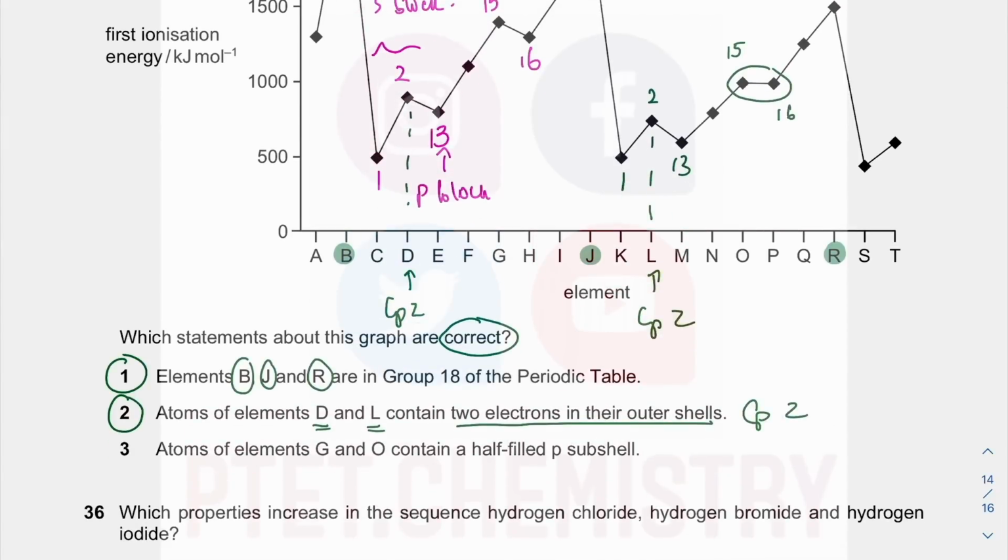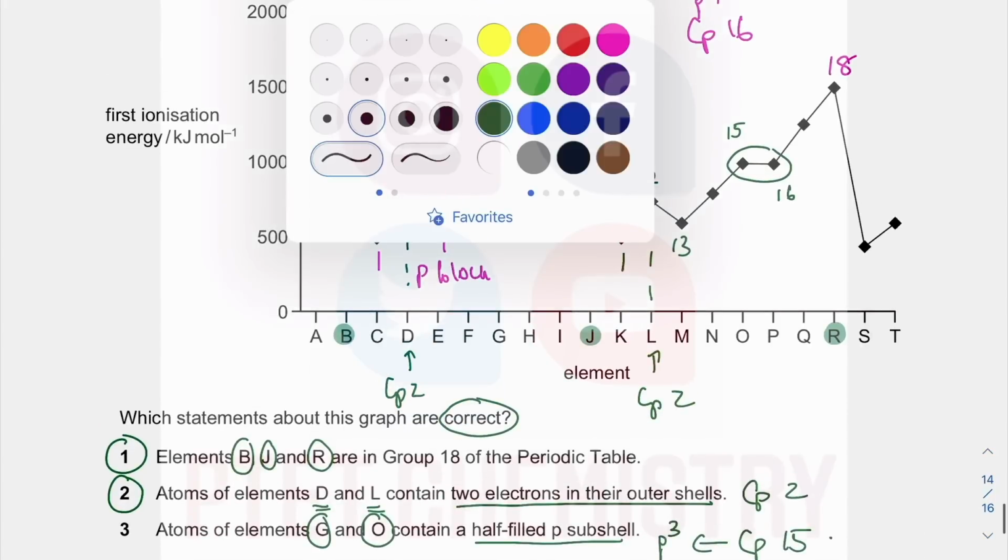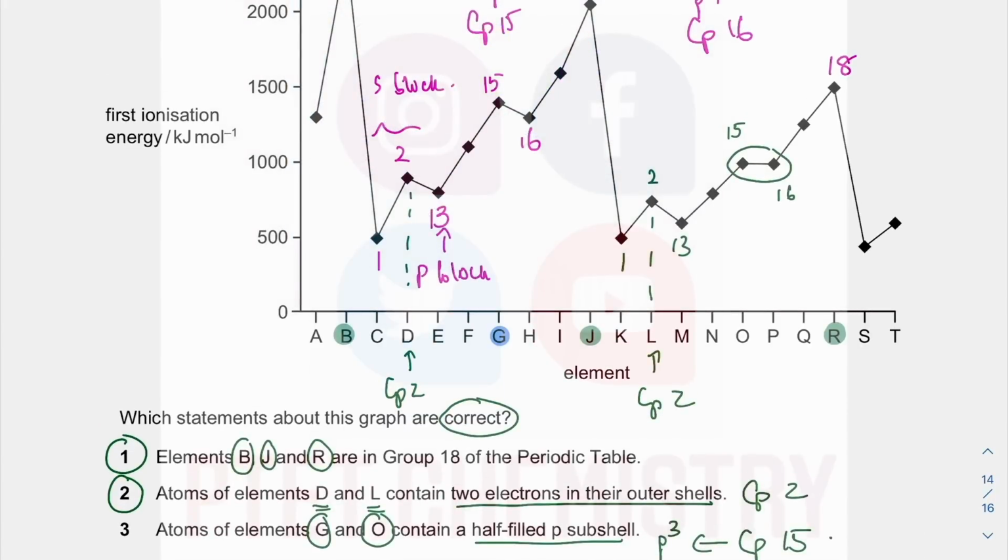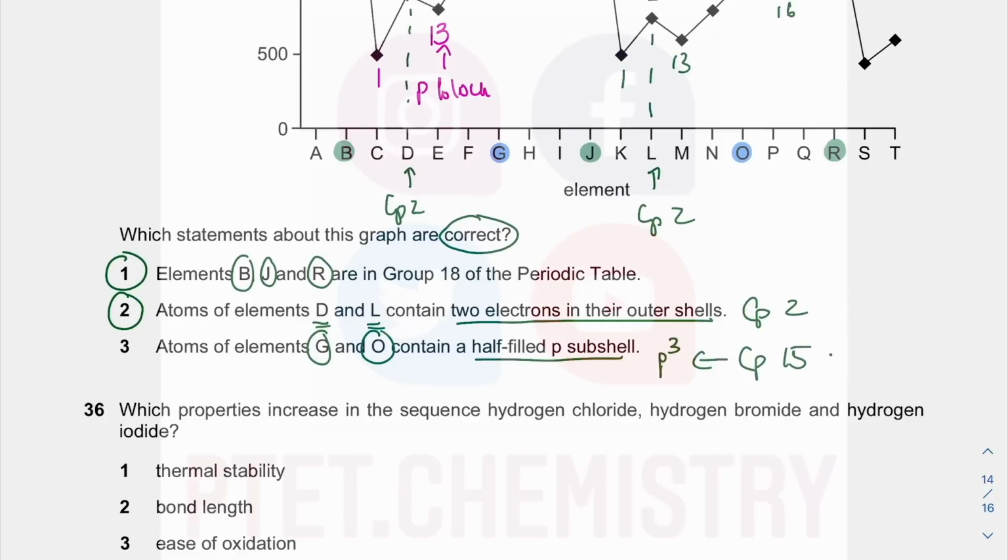So that is correct. G and O have a half-filled p subshell. So it's saying there's P3, saying there's group 15. G and O. This is G. So G is group 15. How about O? O is also group 15. Alright, so G and O are group 15. So that is correct. They have a half-filled p subshell, which is P3. So all 3 of them are correct.